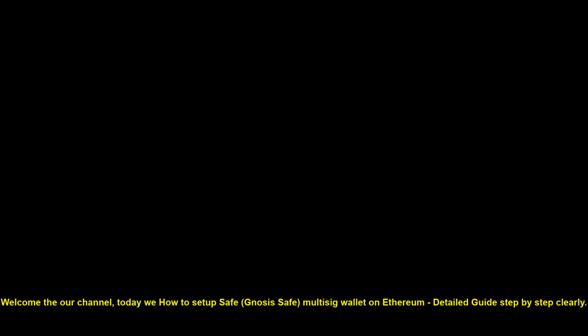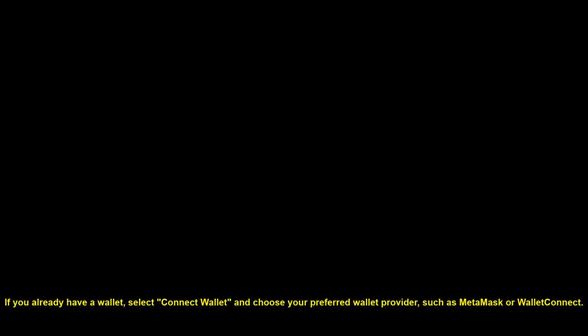by step clearly. To set up a Gnosis Safe multisig wallet on Ethereum, begin by visiting the Gnosis Safe website. Click on the Use Now button to access the app. If you already have a wallet, select Connect Wallet and choose your preferred wallet provider, such as MetaMask or WalletConnect. If you don't have a wallet, you'll need to create one first.